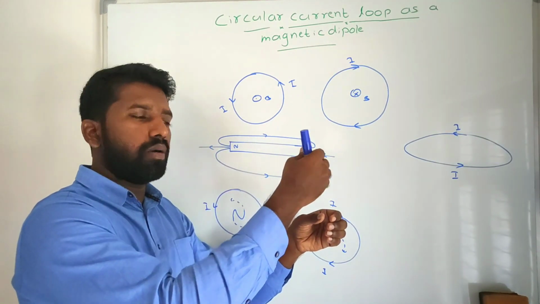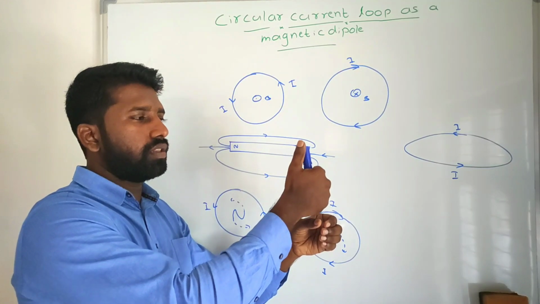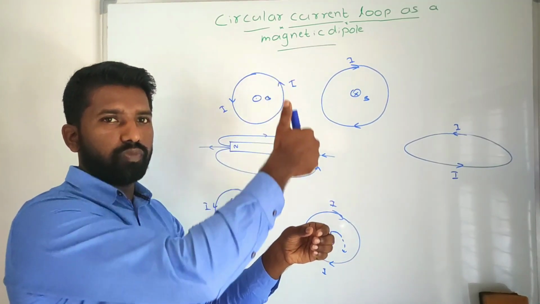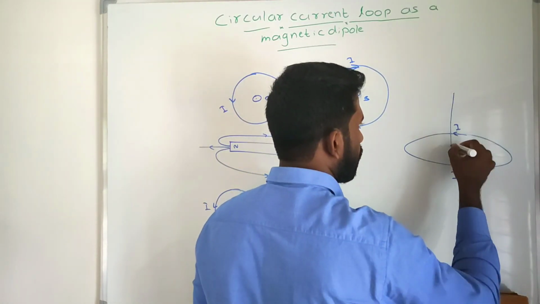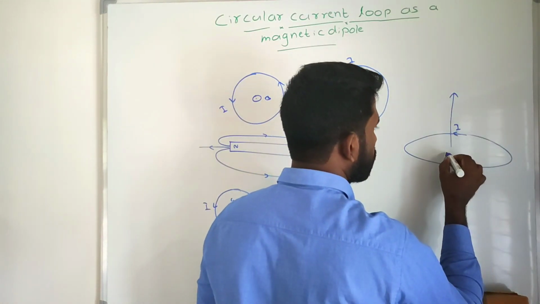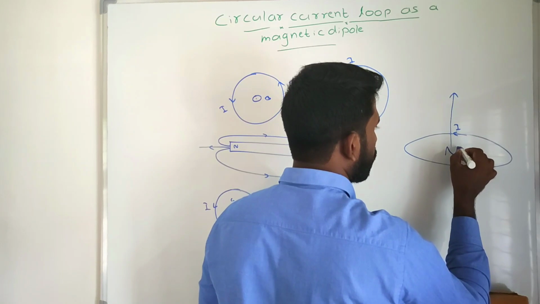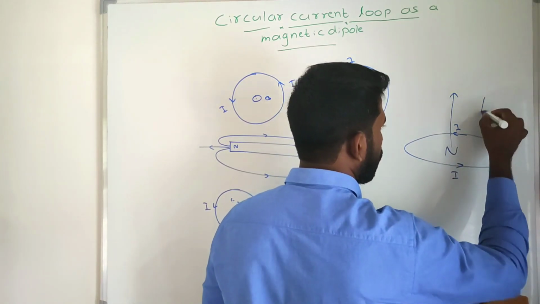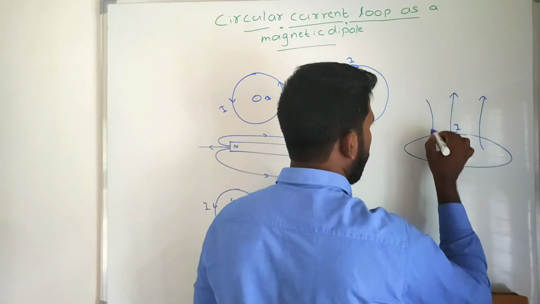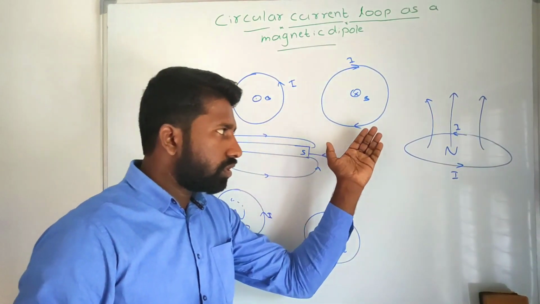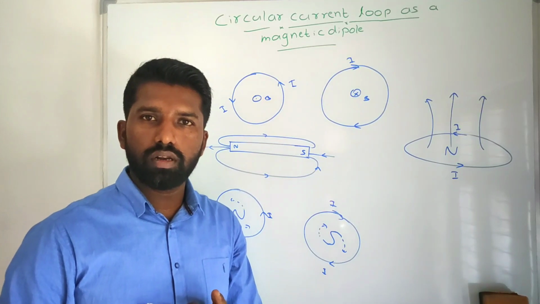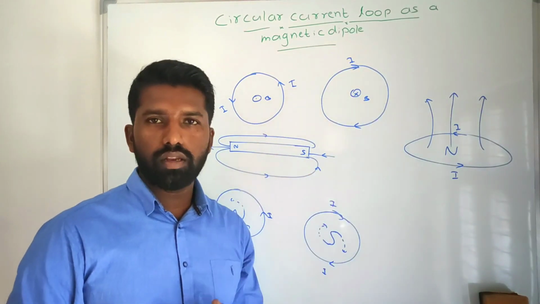How will you find out the direction of the magnetic field? Curl your palm in the direction of current. So I will get the thumb direction upwards. So from this the magnetic field line is originating. So this acts like a north pole. Okay, this acts like a north. So the top side of the circular loop acts like a north pole.